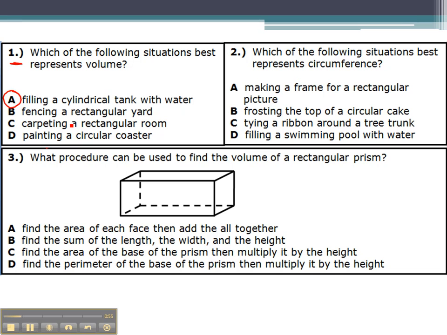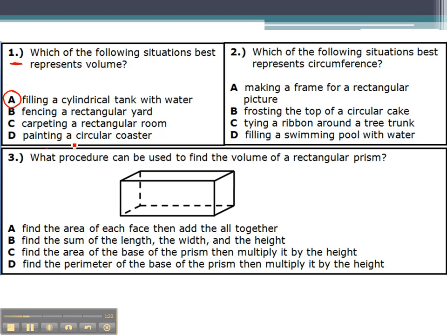Just to check our answer, let's look at the other answer choices. Fencing a rectangular yard. If you were to put fence around a rectangular yard, you'd be talking about perimeter of that rectangle. And then carpeting a rectangular room would be area, because you'd be covering the entire rectangle with carpet. And remember, area is coverage. We're talking about square units when we're talking about area. How many squares fit inside the shape or figure.